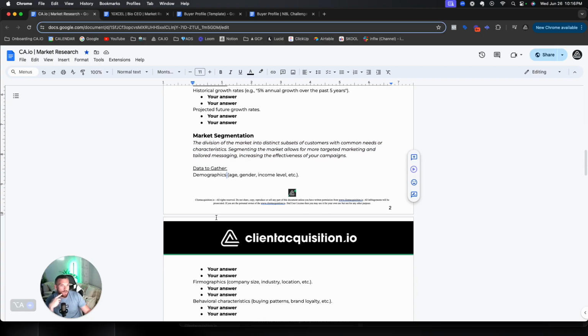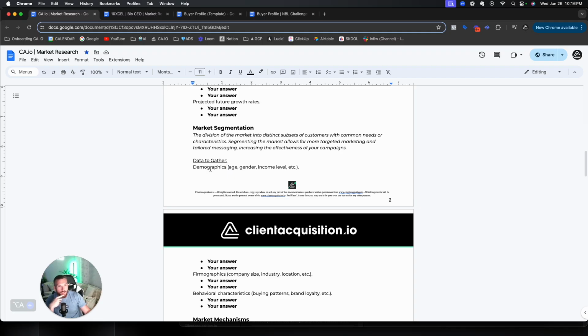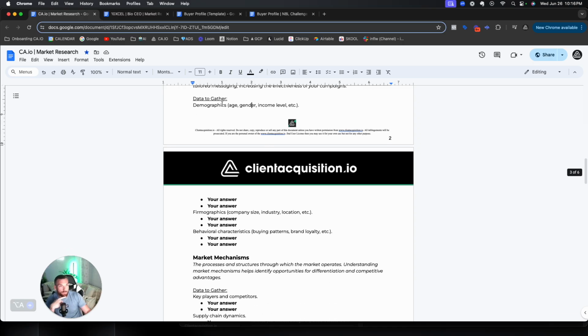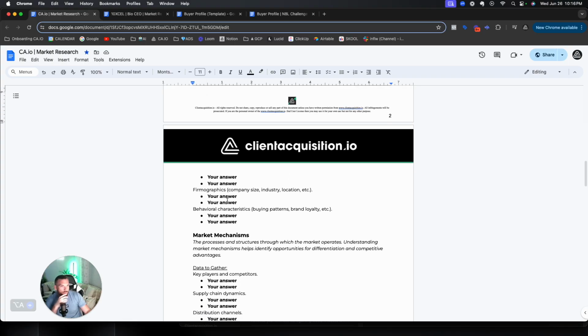Data to gather, demographics. So what are the primary demographics? Age, gender, income level, etc. of the people in this market. This is B2B, obviously, but you're going to see what the average age of a CEO of a concrete company is, for example. Gender, likely for concrete companies, mostly male. Firmographics, so company size, industry, location, behavioral characteristics, buying patterns, brand loyalty, etc.